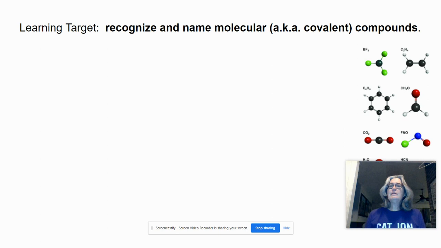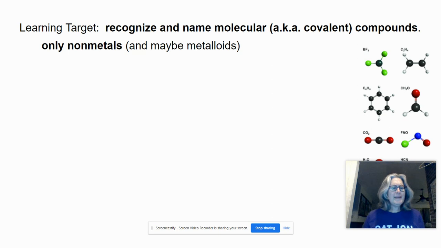Okay, covalent compounds are totally different. First of all, recognizing them is one of the important things you have to do. You can recognize them based on their formula by the fact that they only contain nonmetals. Maybe metalloids. Most of the ones you're going to look at are going to be nonmetals, but it's true that they can contain metalloids as well. They are totally different from ionic compounds.